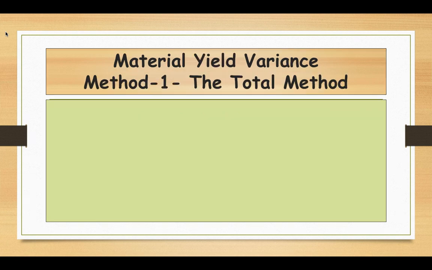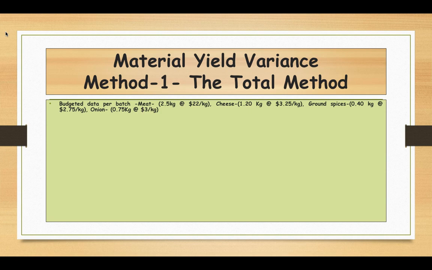As we have seen before, yield variance helps us to find out whether we have produced the number of batches according to the standard or not. There are two methods. We are going to see both methods, and then you can pick whichever method you like. So method 1 is called the total method.